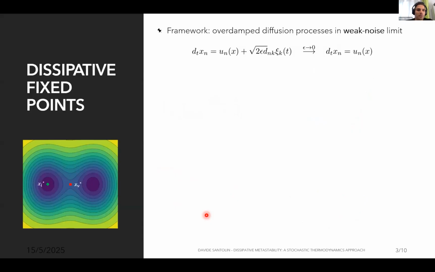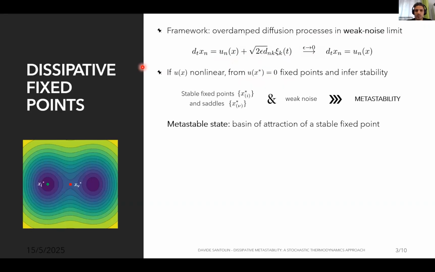So as a starting point, we first focus on the simplest example of metastable states, which is the dissipative fixed point. And we did it in the framework of overdamped diffusion processes in the weak noise limit, where the weak noise is represented by this epsilon to 0 limit in the noise term that you can see. And this lowercase u is the drift, which if nonlinear, we know the system can display metastability.